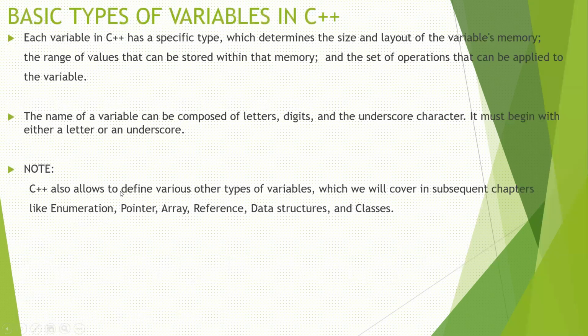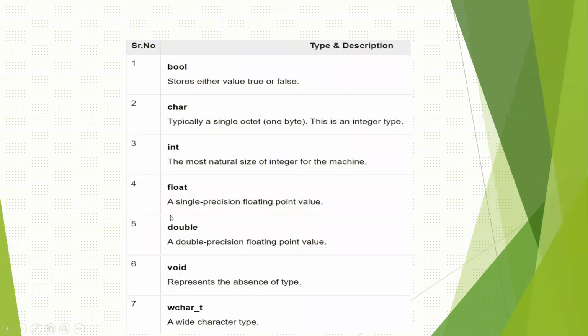C++ allows the user to define various other types of variables, which we will cover. In the future we have the pointer topic, arrays, references, structures, and classes. The same concept will be used; nothing is special. Once again, I already mentioned this: basic data types, built-in data types, you can say primitive data types. But can you generate a different data type? Yes or no? Yes. How can you generate it? Using the modifiers, right? Yes, correct.